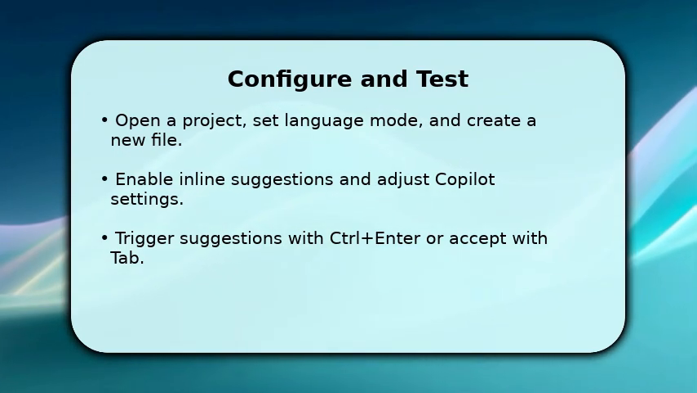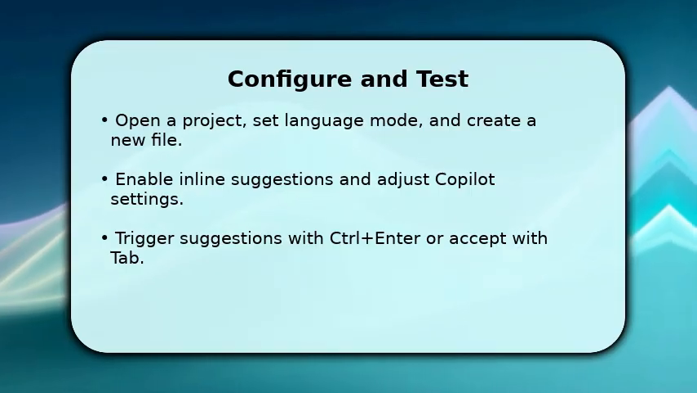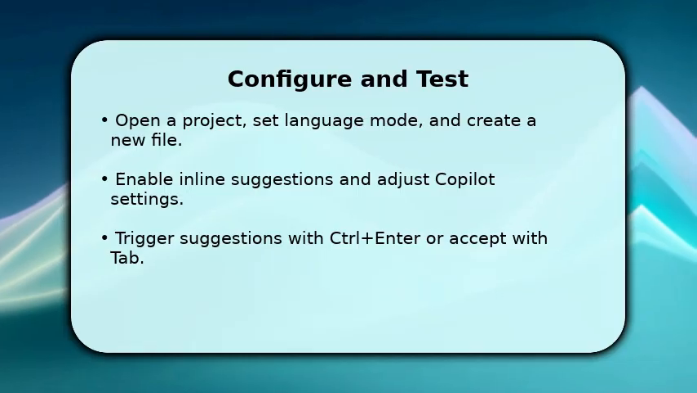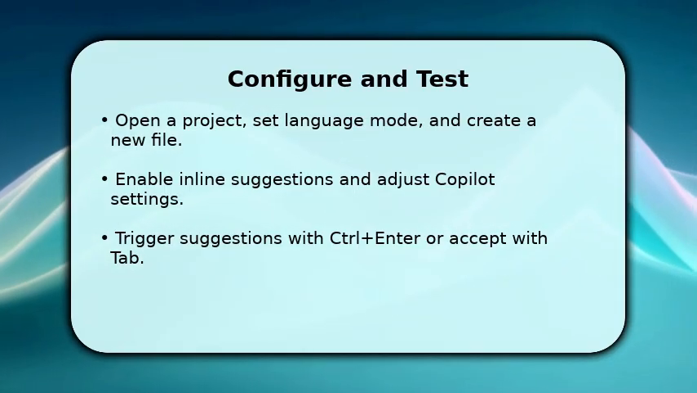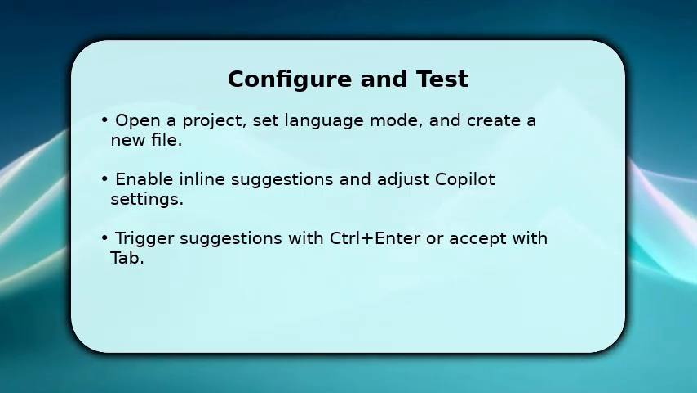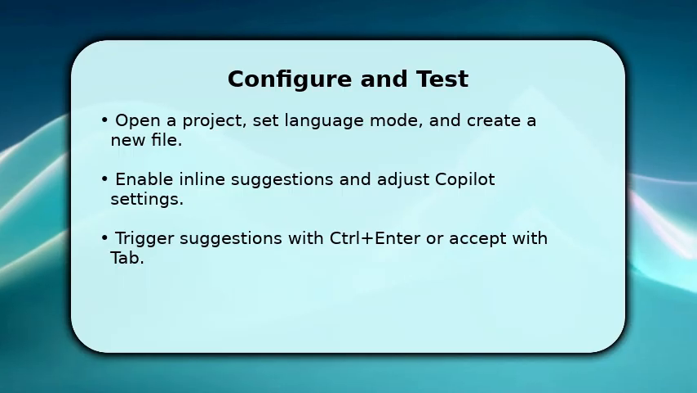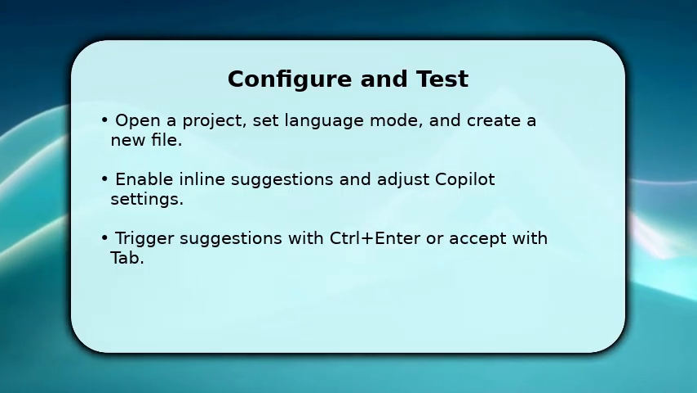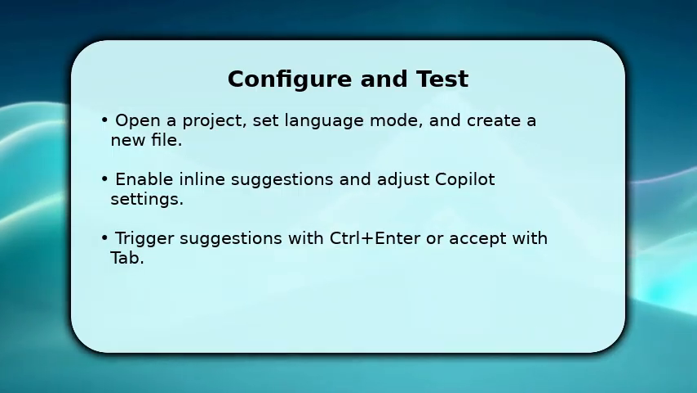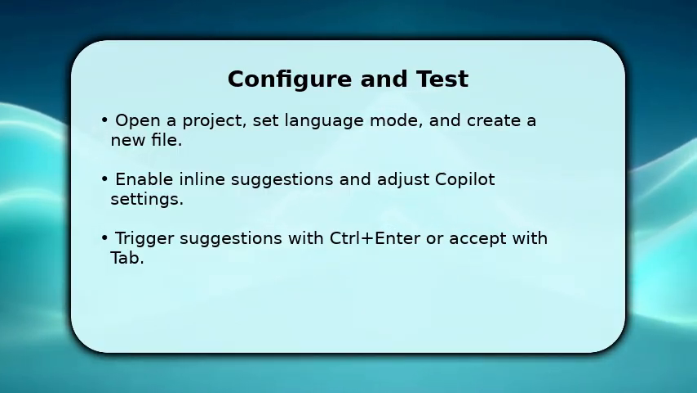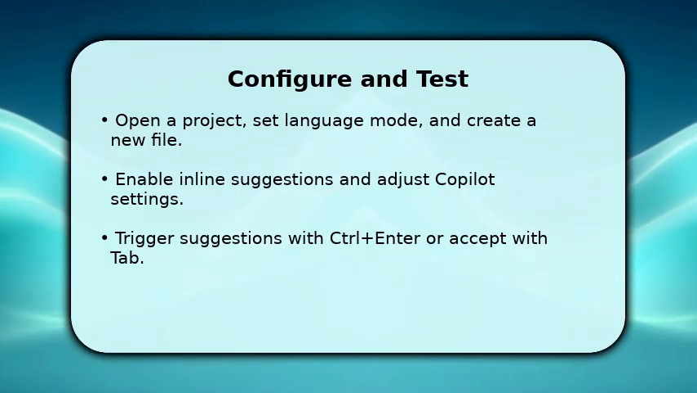Open a code file in the language you use, then open Settings and search for Copilot to enable inline suggestions and tweak suggestion frequency. You can also set whether Copilot uses local files for context. Now type a comment or function signature to prompt a suggestion, press Ctrl+Enter to request completion, and use Tab to accept. This confirms the engine is responding and that context windows are effective.